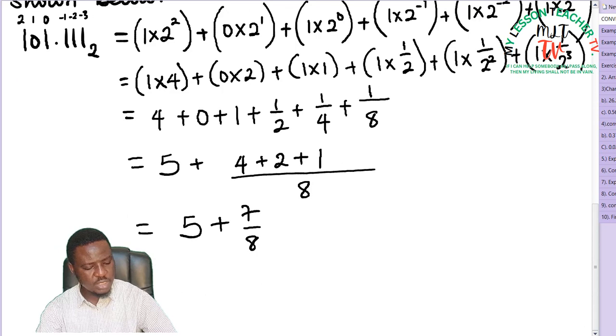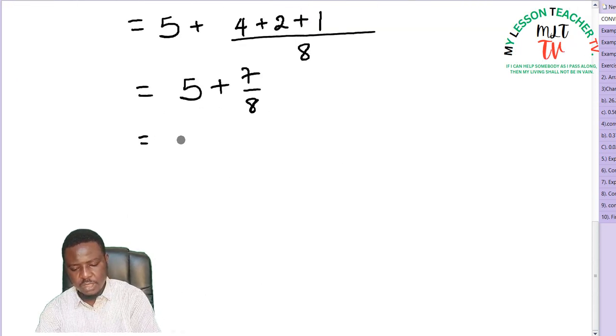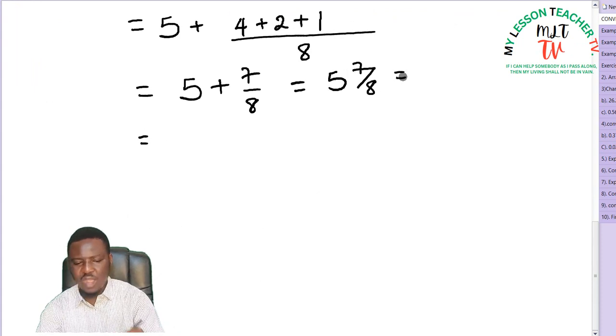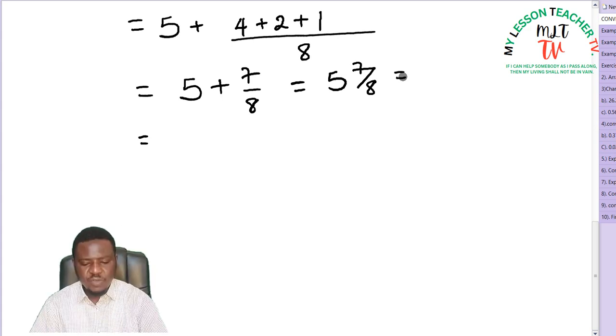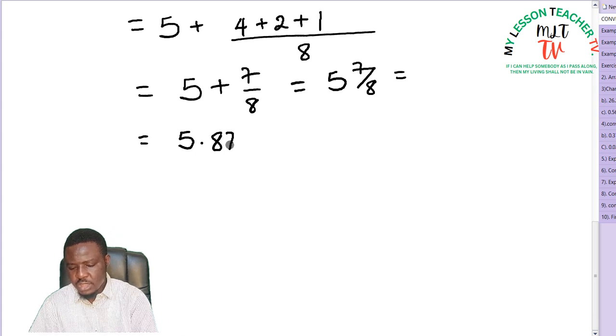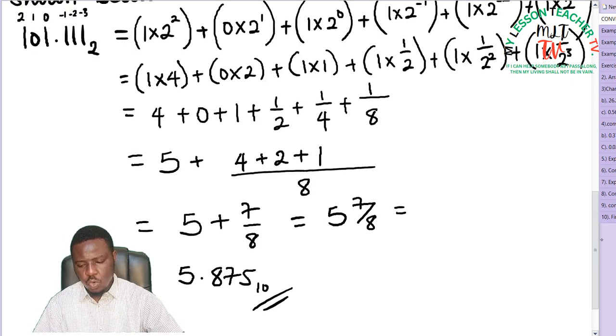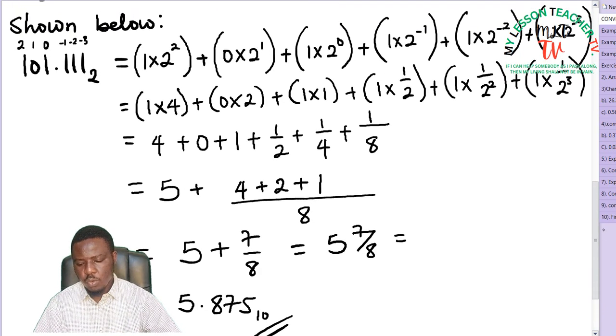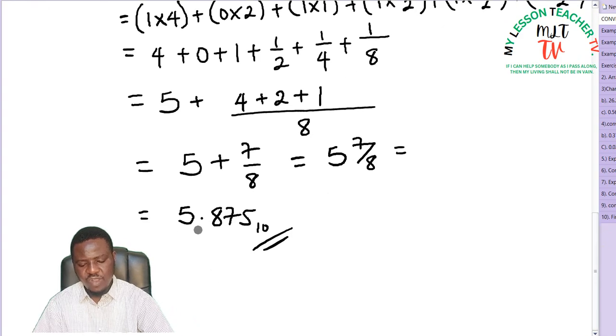Now we have to convert this to decimal. This is equal to 5 whole number 7 over 8. But as decimals, you have to divide 7 by 8. And 7 divided by 8 is said to be 0.875. So our answer is said to be 5.875, all in base 10. So 101.11 base 2 is said to be 5.875 in base 10.